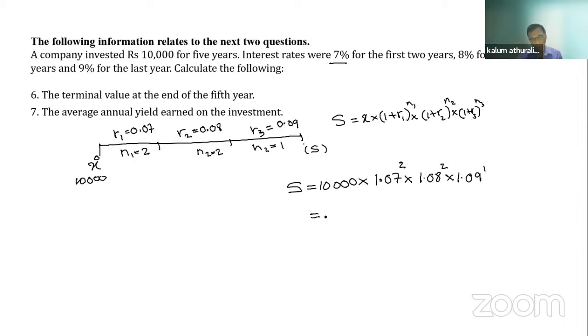Get the calculator and type 10,000 into 1.07 squared into 1.08 squared into 1.09, sorry, to the power 1. Then the answer should be 14,555.98. The nearest rupee value is 14,556. The nearest rupee value.